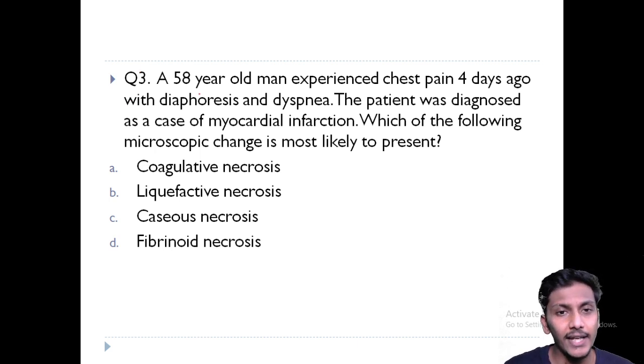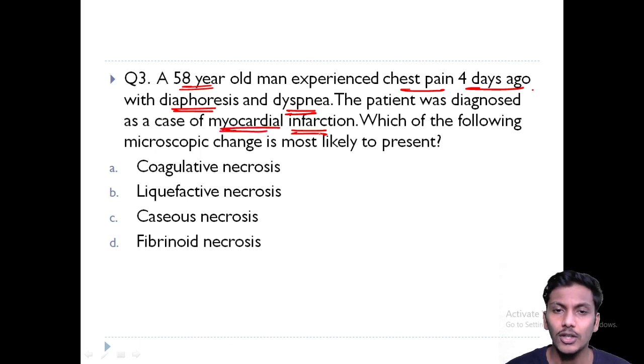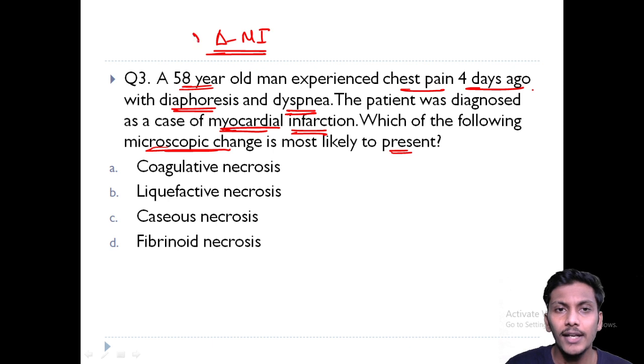that states a 58-year-old man experienced chest pain 4 days ago with diaphoresis, which means excessive sweating, and dyspnea. The patient was diagnosed as a case of myocardial infarction. So the diagnosis has already been given in the question, that is myocardial infarction, MI. Which of the following microscopic changes is most likely to be present? So which of the following microscopic changes can we see in this condition? First of all, what is our diagnosis in this condition? The diagnosis is myocardial infarction.